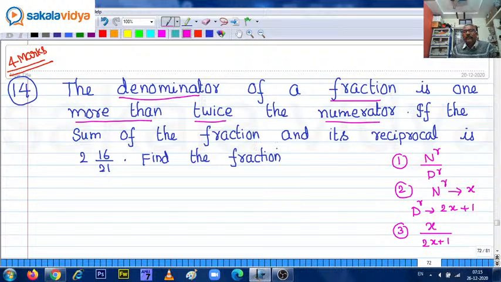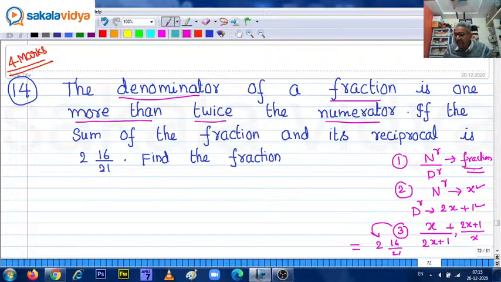Next, what is the condition given? Sum of the fraction and its reciprocal. Reciprocal means 2x plus 1 by x. This sum equals 2 16 by 21. If you simplify this one, you get a quadratic equation. Solve the x value, put the x value in the numerator and denominator, and you will get the fraction. So this is my idea, my visualization. Everybody needs to visualize the problem before attempting it. This is called problem solving strategy that needs to be improved in us.